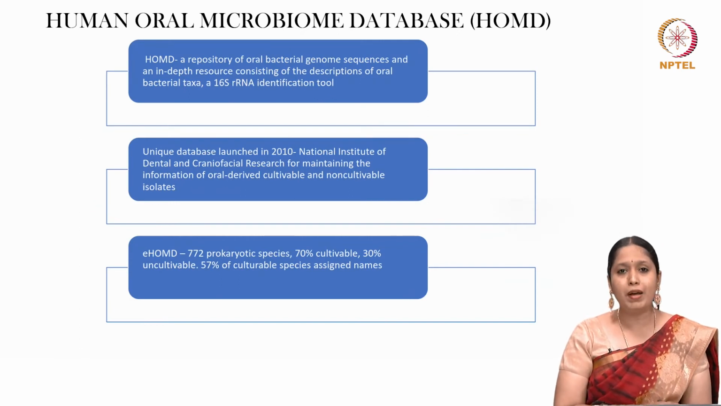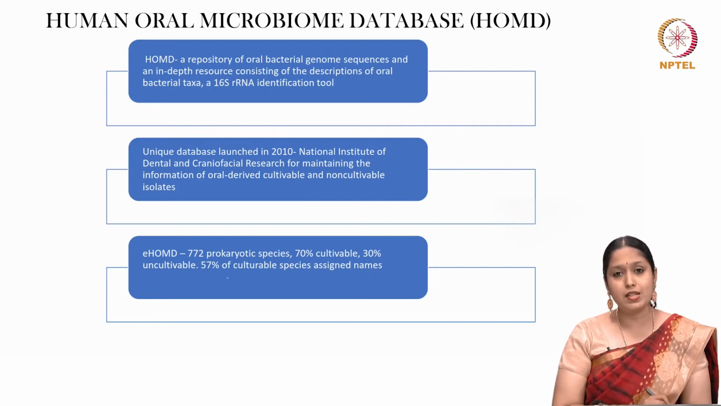Another thing is the Human Oral Microbiome Database. This is a unique database which was launched in the year 2010 by the National Institute of Dental and Craniofacial Research, especially for maintaining the information of the oral derived cultivable and non-cultivable isolates. It is a repository of oral bacterial genome sequences and an in-depth resource consisting of the description of oral bacterial taxa, and a 16S rRNA identification tool. There is also the Expanded Human Oral Microbiome Database, also called eHOMD. It consists of 772 prokaryotic species, 70% cultivable, 30% uncultivable, and 57% of culturable species are assigned names.